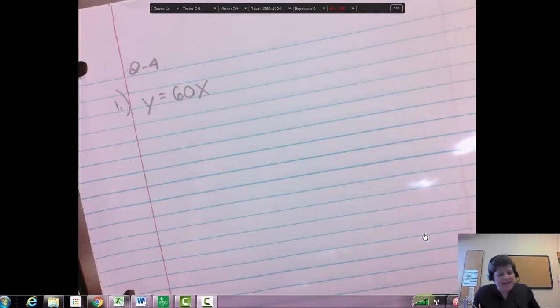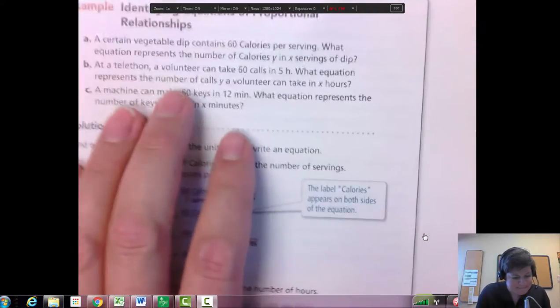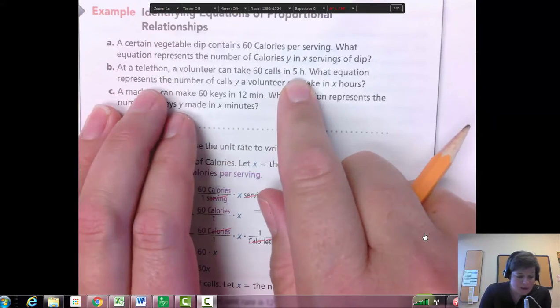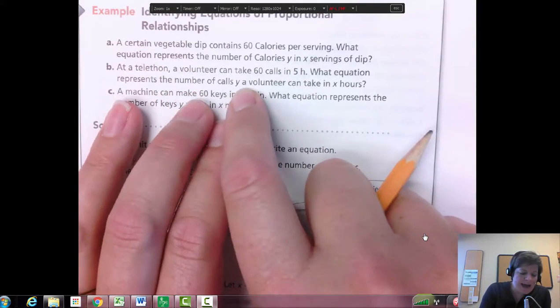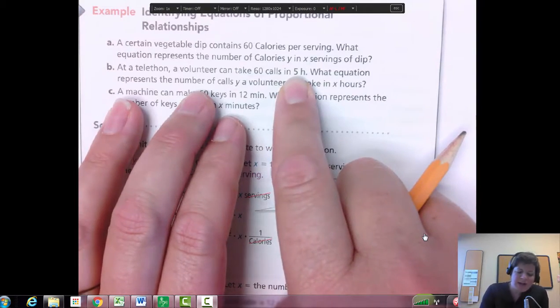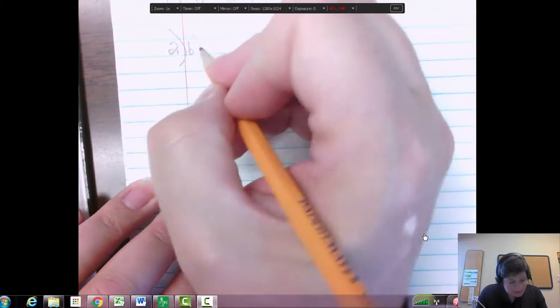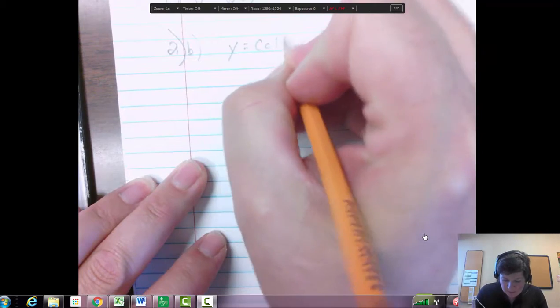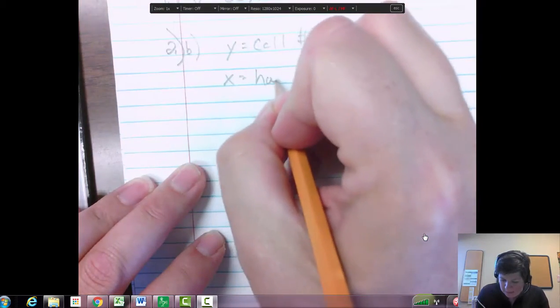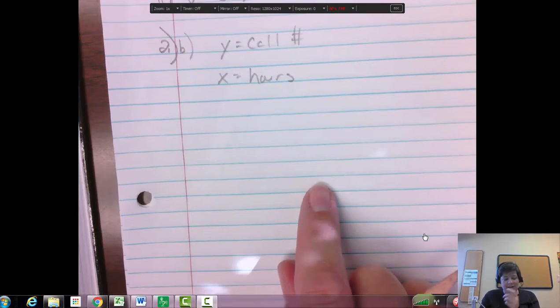All right, let's do one that's not per serving, so it's a little bit harder. Part B, a telethon. A volunteer can make 60 calls in 5 hours. What equation represents the number of calls y a volunteer can make in x hours? The problem is we don't have per one serving, so there's a couple ways we can do that one. Let's go back to our paper here. Problem 2B. We're going to let y be the number of calls, and x be the hours.